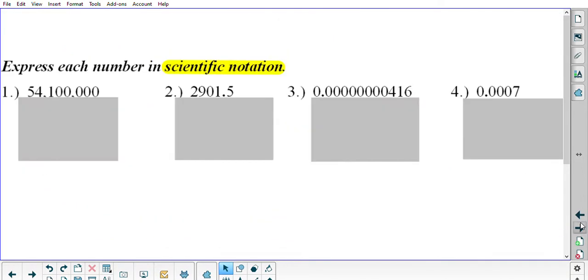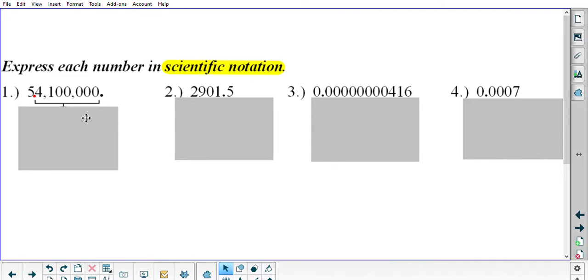So the first step is we've got to figure out where we need to put the decimal point so that it's a number between 1 and 10. Well, right now the decimal point on this 54,100,000 number would be at the very end of the last zero, which, if I can write it here for you real quick, is currently here on the right end. But we need it to be moved so that it becomes a number between 1 and 10. So it needs to be put between the 5 and the 4.